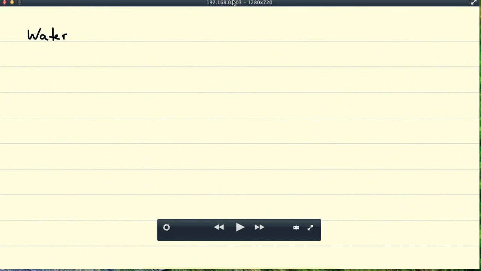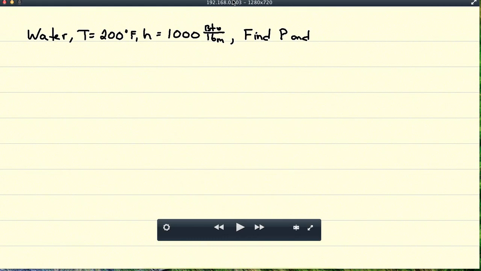So in this case, we have water, and we're told that water is at a temperature of 200 degrees Fahrenheit with an enthalpy that's equal to 1,000 BTU per pound mass. And we need to find both the pressure and the specific entropy, little s.